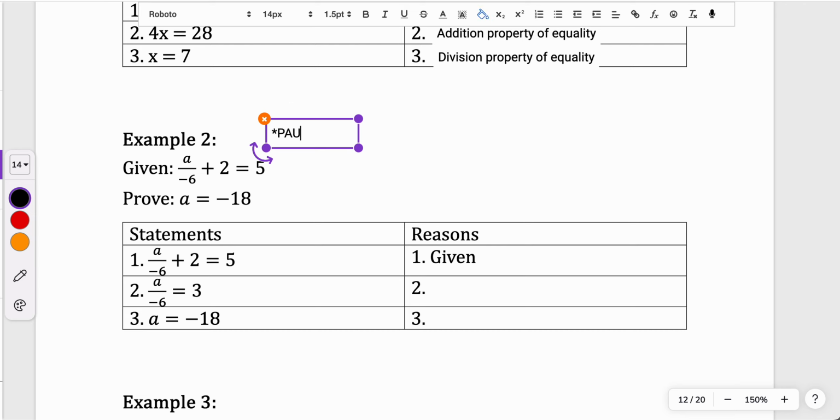See if you can go ahead and pause the video here, try this one on your own, and then when you're ready to check it, click play to check your work.